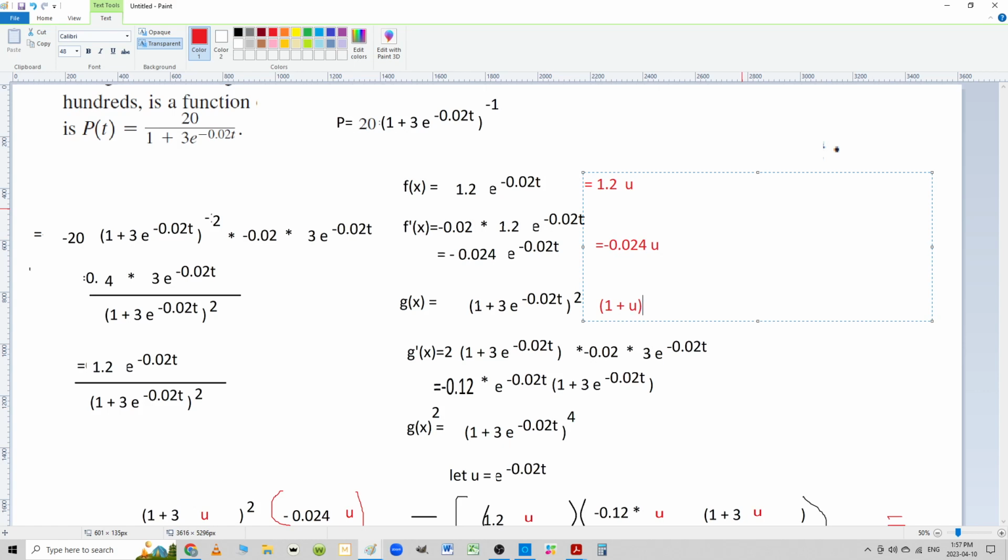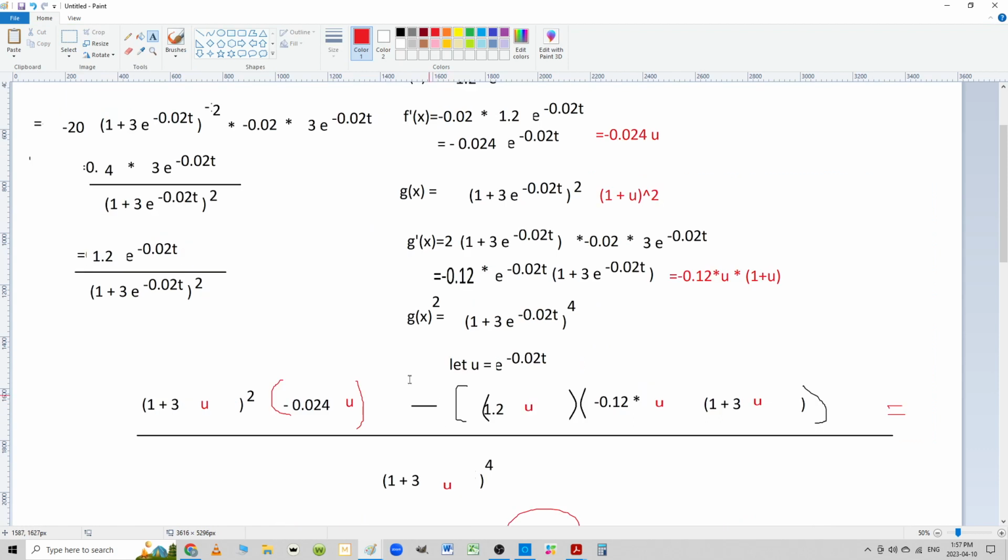And why? Because often the u will factor out. You'll see it in most of these. And then, of course, g prime of x, when I look here, oh, here's g prime right here, it is actually equal to negative 0.12 times u times 1 plus u. Not too bad. Now, you don't want to do any expansion at this point. Just leave it like that.